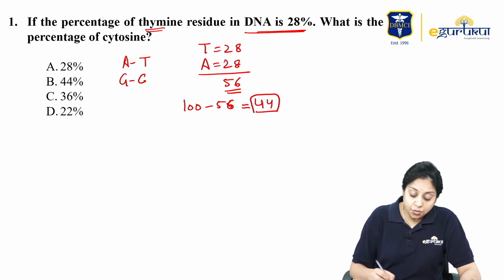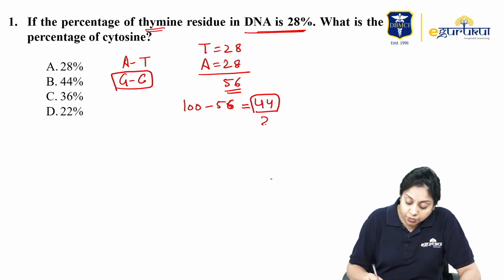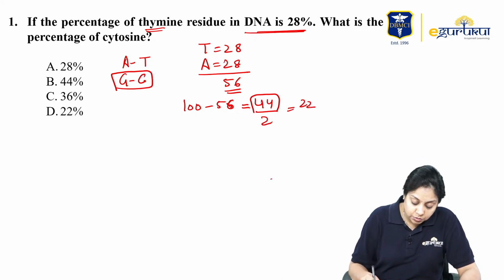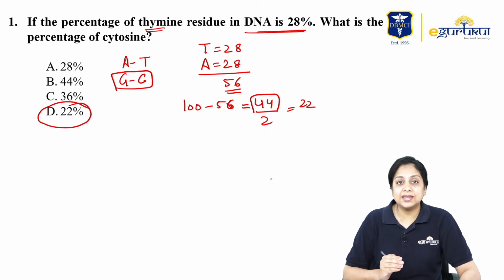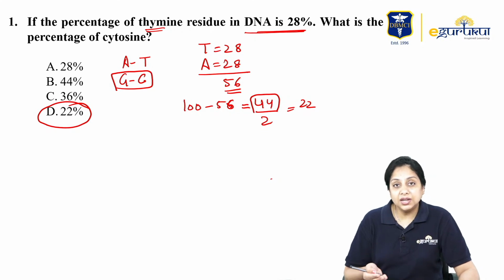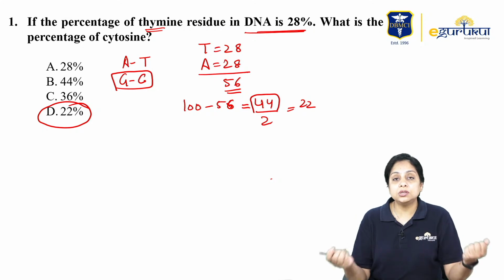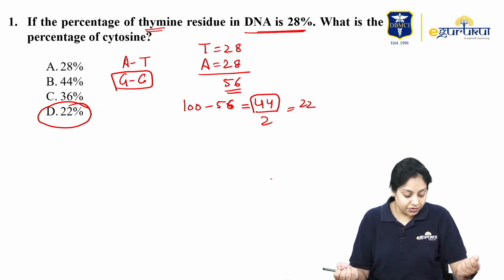So 44 are G plus C. They should be equal, so 44 divided by 2 is 22. So cytosine will be 22%. It's as simple as that. A should be equal to T, G should be equal to C. If T is 28, A is 28. Total is 56, so we are left with only 44. So 44 has to be distributed equally between G and C, okay? So that is 22 of each.